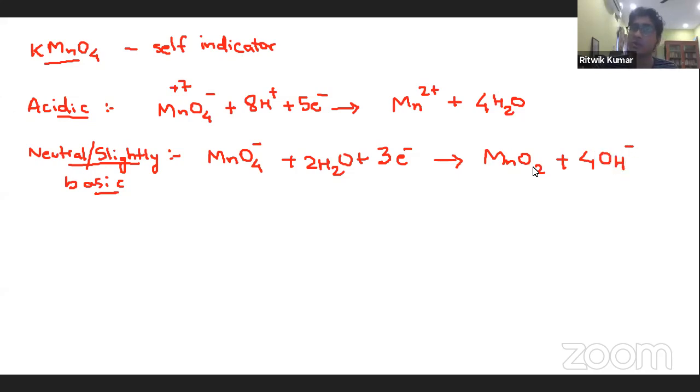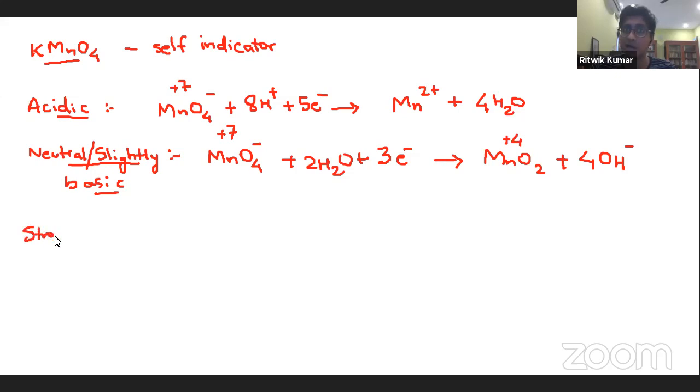So MnO4 minus goes to MnO2. What is the oxidation state of manganese in MnO2? It's +4. It's simple, right? So there is a change of 3 electrons, as you can see. Previously in acidic, it was a 5 electron change. So clearly it acts as a better oxidizing agent in the acidic medium.